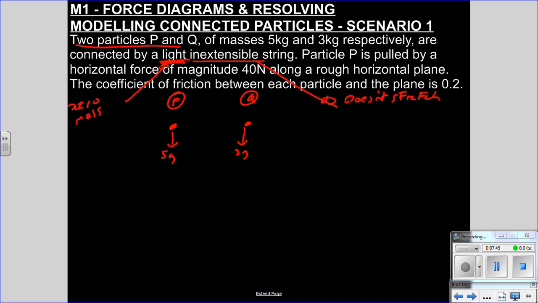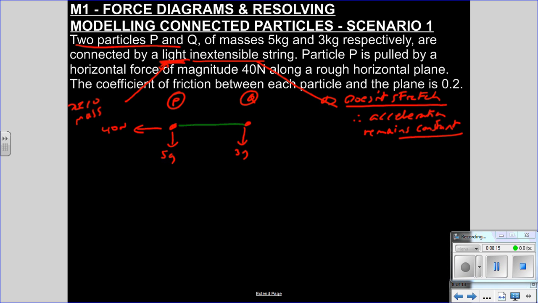Okay? If it's an inextensible string, it doesn't stretch, and therefore the acceleration remains constant all along the whole length of the string. Okay? So, particle P is pulled by a horizontal force of 40 newtons. So particle P is 40 newtons that way. It's connected by a light inextensible string. So there's the string.